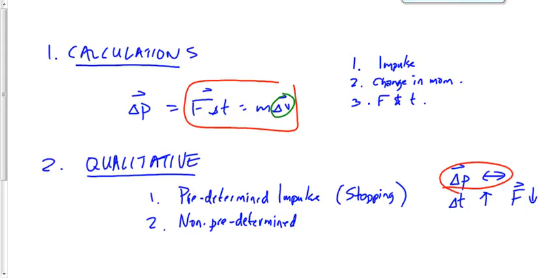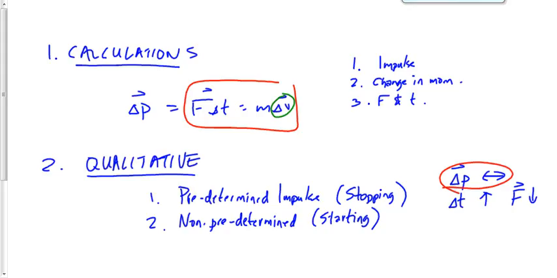When you're starting an object, it doesn't mean you're starting it from rest necessarily. A golf ball sitting on a tee is certainly starting from rest, but a baseball or a hockey puck coming towards you is already moving. But you're trying to start it moving in another direction or faster, right? When you start it to do something, then it's a non-predetermined impulse.